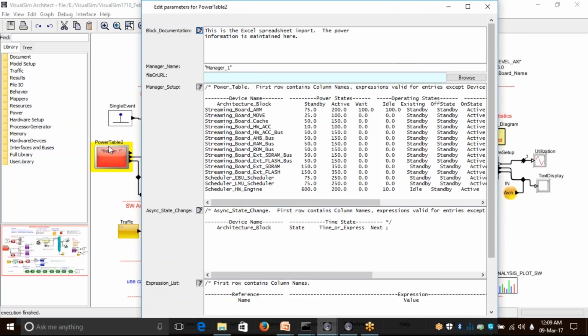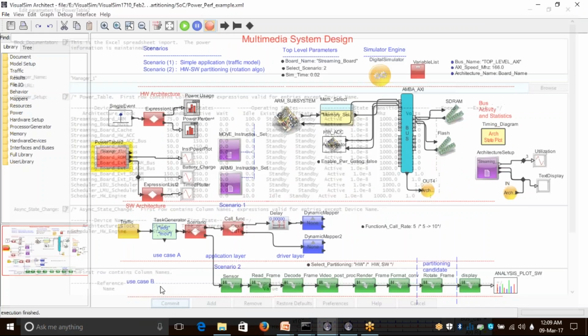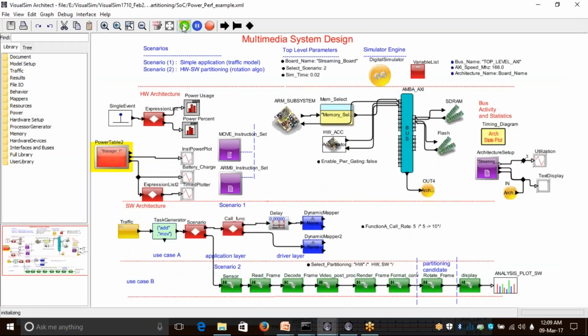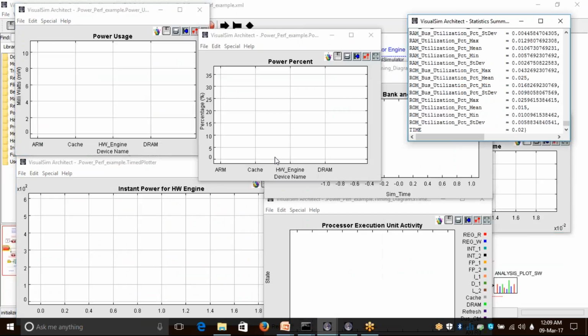I double click to open up the configuration for the power table, and I'm going to define that over here. I'm going to say if I'm in standby state for about 1 nanosecond, I'll push this device to maybe an idle state and try to understand what the power consumption is. Okay, I'm going to commit and run the model again, and try to understand what the impact of it is.